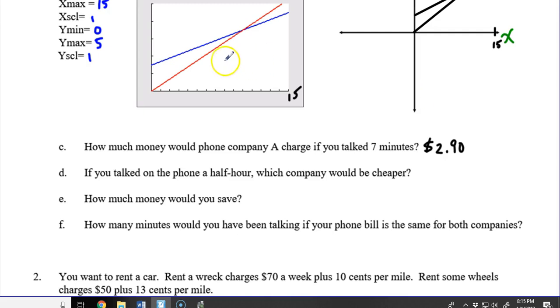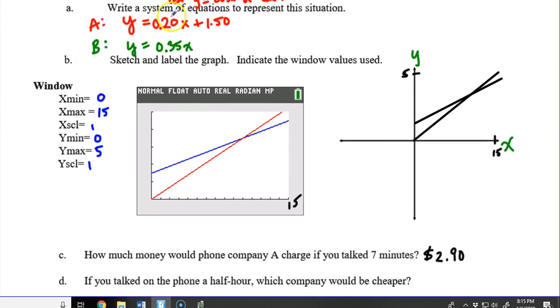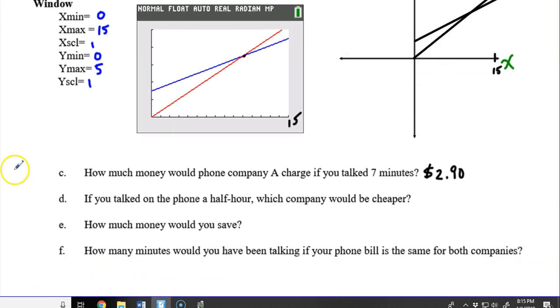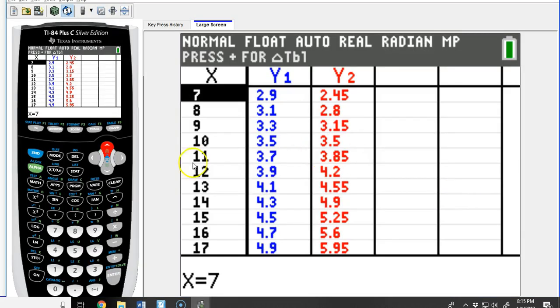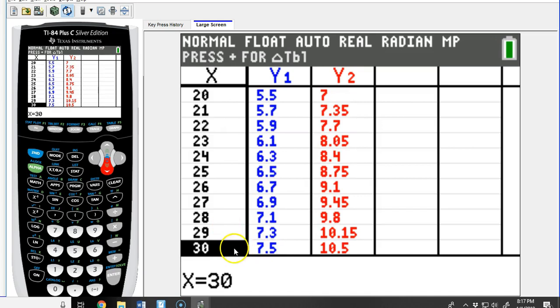So hopefully you thought about it and you realized company A is growing at a slower rate, right? They're only growing at 20 cents every minute. So they're not going to ever increase faster than company B once company B's already passed it at this point here, at this point of intersection. So clearly it's got to be company A. But we could confirm that if you have some skeptics among you. Now you can scroll down. And clearly we can see that at 30 minutes, Y1, which represents company A, is less. As we had predicted, right?